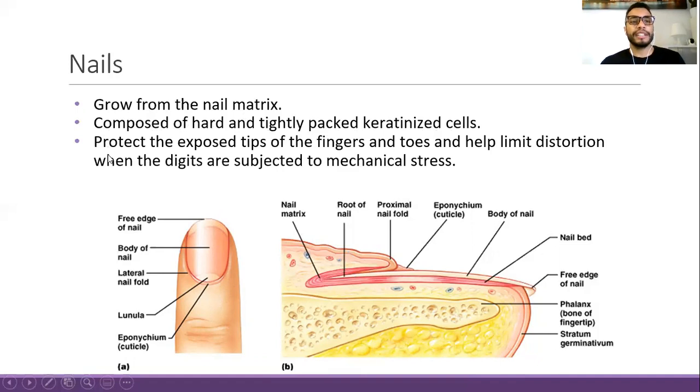The main function is to protect the exposed tips of the fingers and toes and help to limit distortion when the digits are subjected to mechanical stress, such as when we grab an object. So the nails help to protect the skin. They limit the distortion when we have these mechanical stresses.